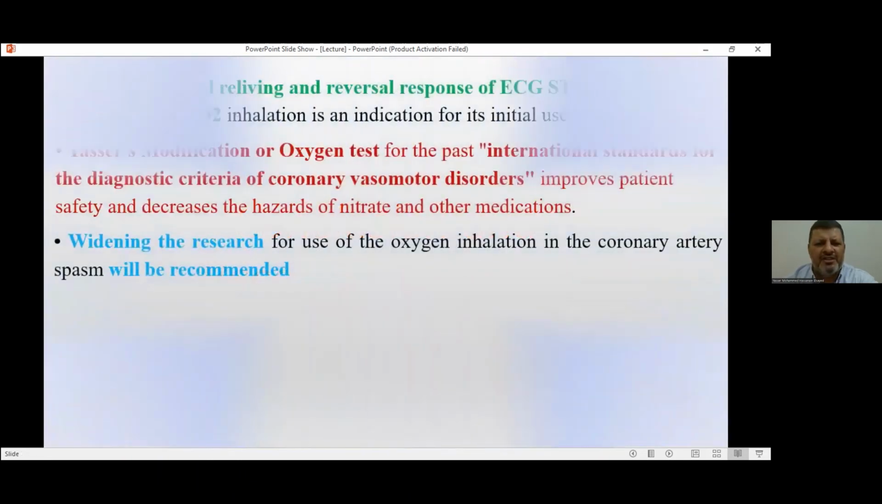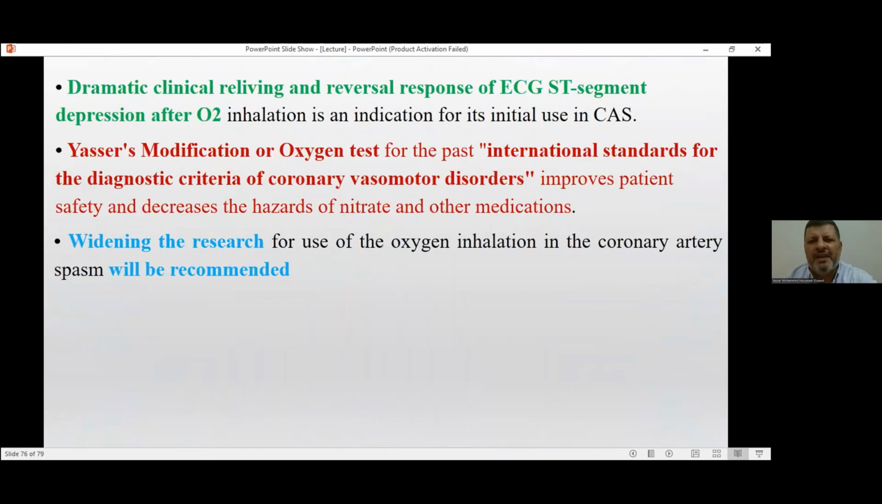Conclusions and recommendations: the dramatic clinical relief and reversible response of ST segment depressions after oxygen inhalation is an indication for its initial use in coronary artery spasm. Modifications or oxygen tests for the past international standards for the diagnostic criteria of coronary vasomotor disorders improve patient safety and decrease the hazards of nitrates and other medications. Widening the research on the use of oxygen inhalation in coronary artery spasm is recommended.